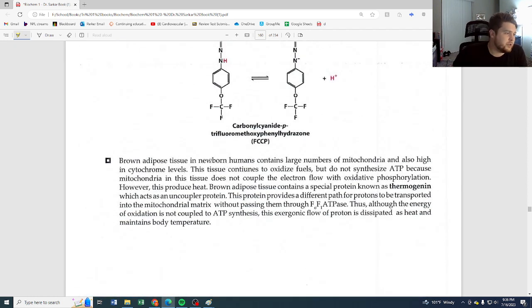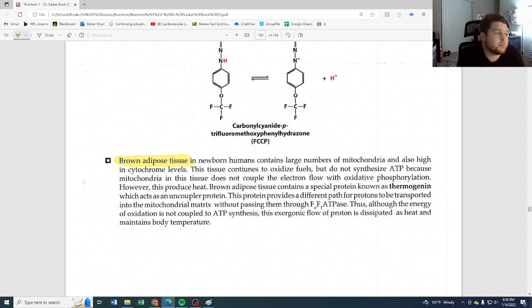Brown adipose tissue in newborns. So I want you to pay attention really close to this, because there will be questions on this on your exam. At least one or two from what I recall. Brown adipose tissue in newborn humans contains large numbers of mitochondria and is also high in cytochrome levels. This tissue continues to oxidize fuels, but does not synthesize ATP because the mitochondria in this tissue do not couple the electron flow with oxidative phosphorylation.